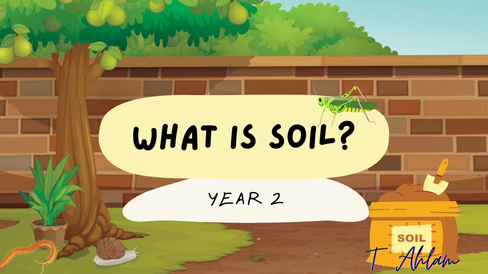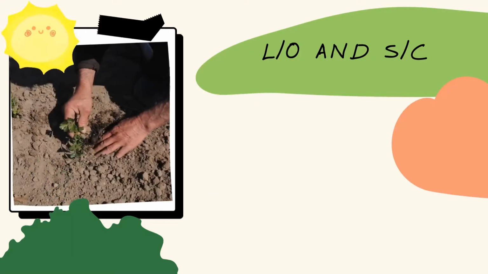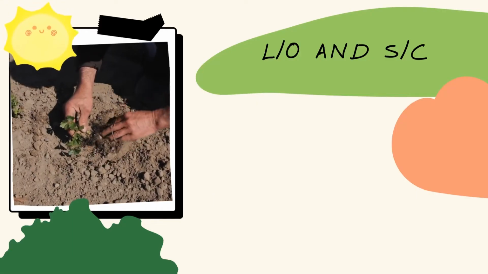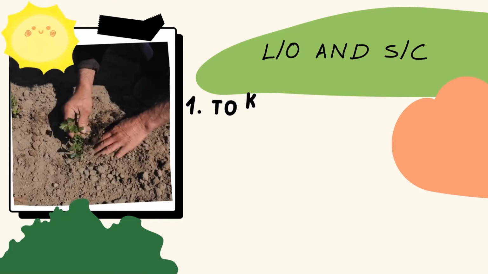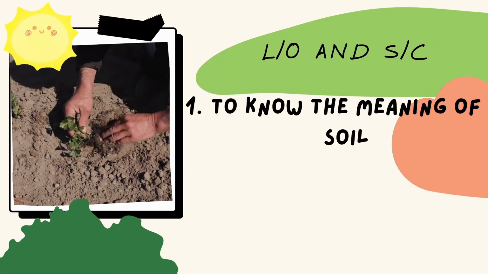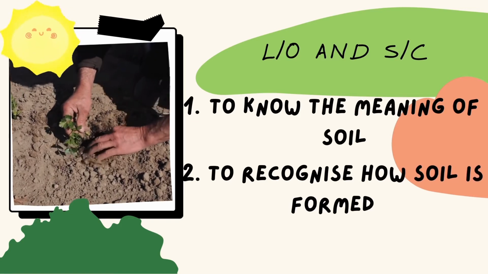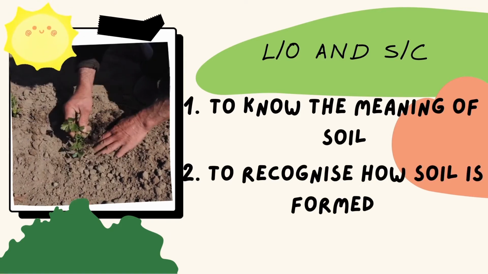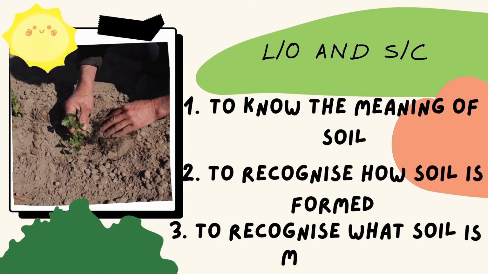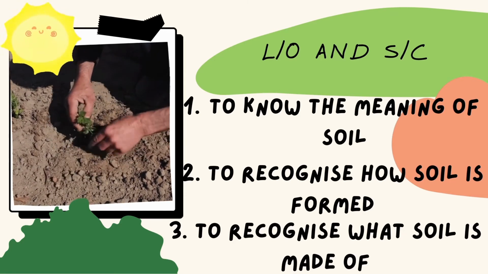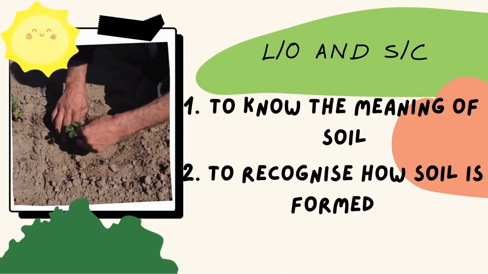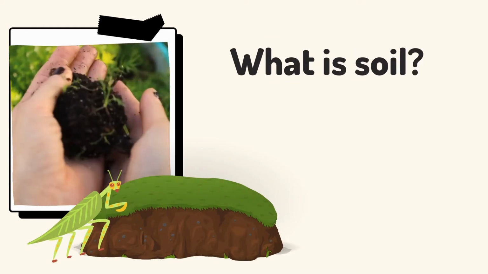Today our topic is: what is soil? Let us start with the learning objective and success criteria. By the end of the class today, inshallah, you should know: 1. The meaning of soil. 2. How soil is formed. 3. What soil is made of. So let us start with what is soil?